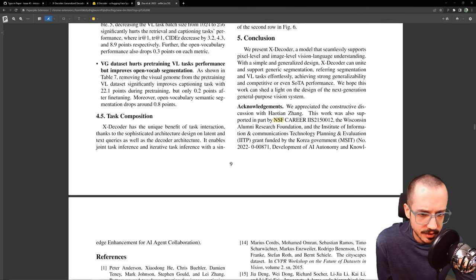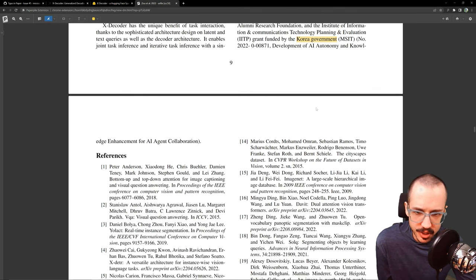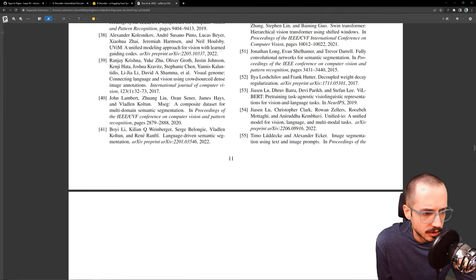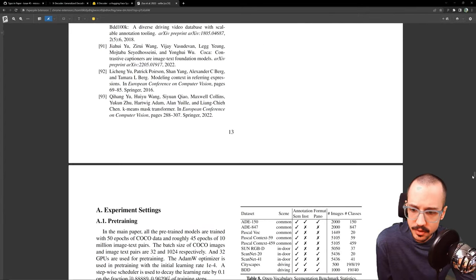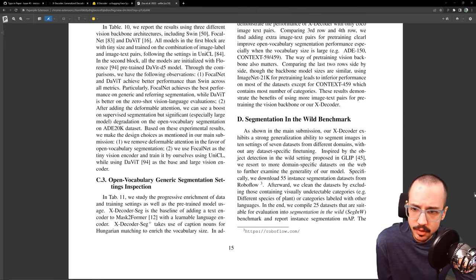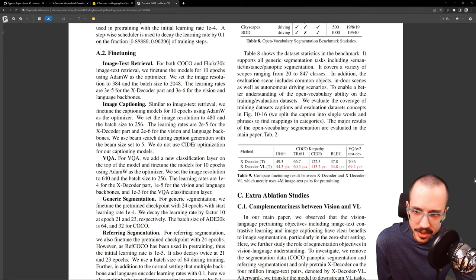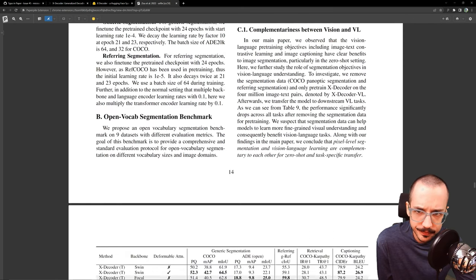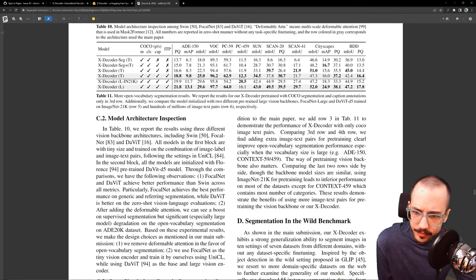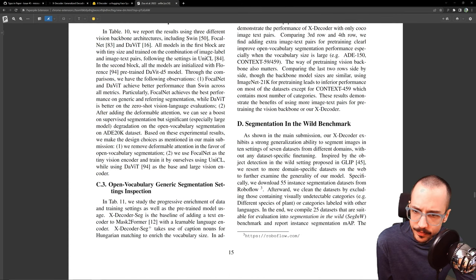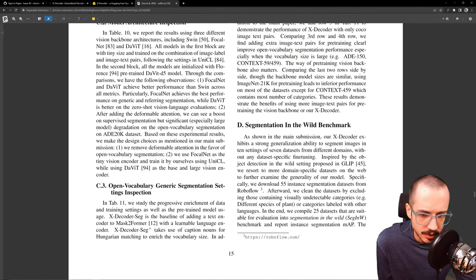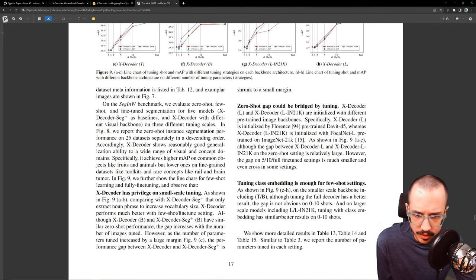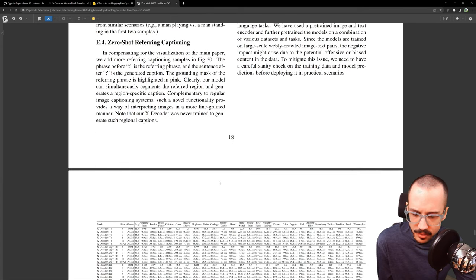So this is NSF grant, the Korean government. So basically a bunch of government money here. Although I guess Microsoft probably paid for the actual compute. I wonder if in the appendix they tell us what they used for the text embedding model. Where is it? Where is it? Damn, dude, they didn't find it.